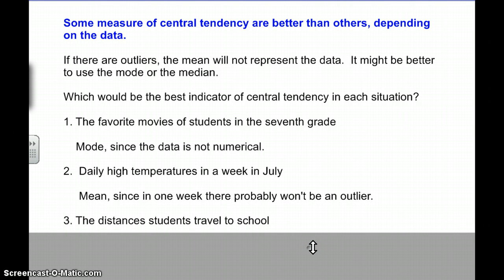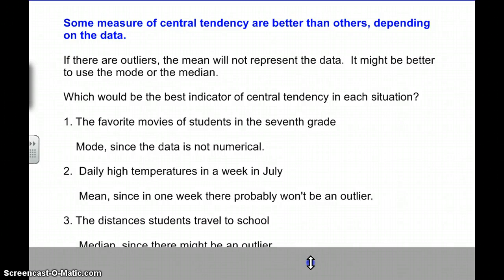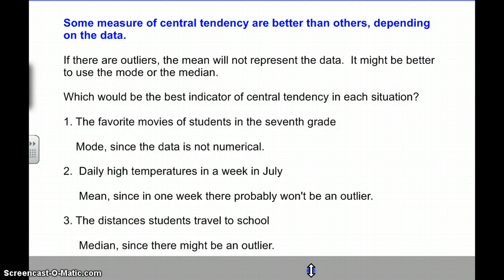And what about the distance that students travel to school? Again, you're going to have numbers here. So we don't have to worry about using the mode, although you could. The distances students travel to school. Could there be outliers here? Yeah, there probably could. We probably have some people that live really far away and some people that live really close, like around the block. And whenever you have outliers, you probably don't want to use a mean. So I would probably use a median in this case.